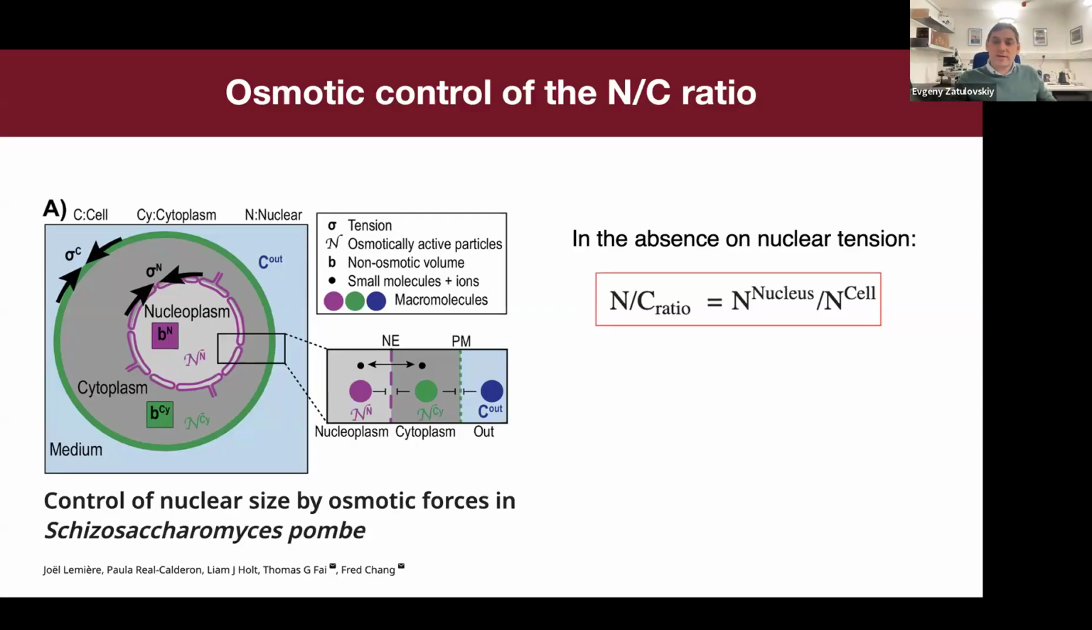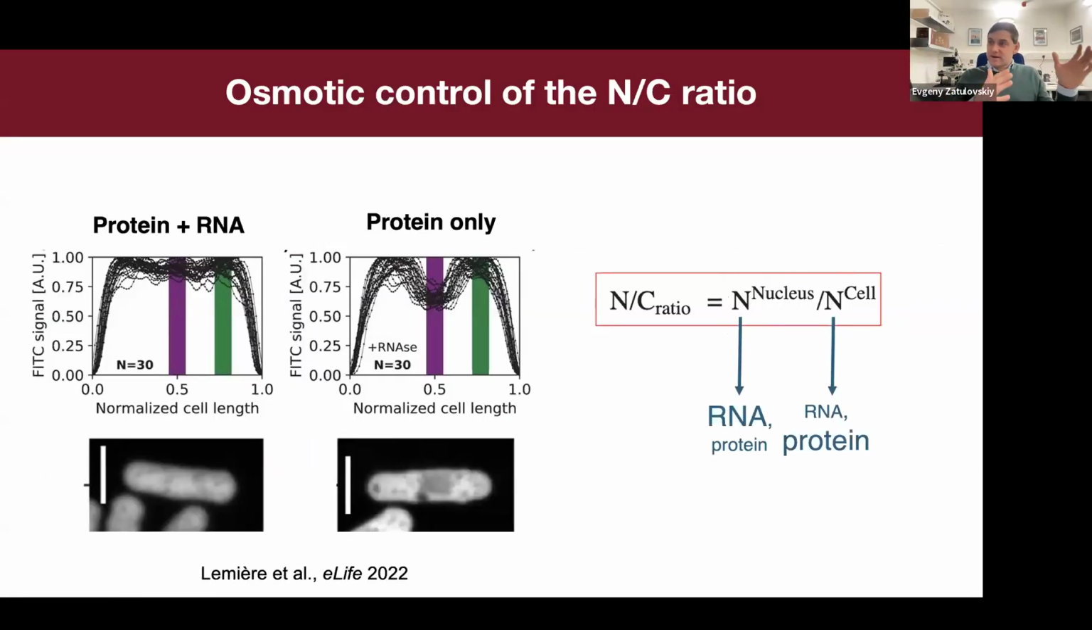And in the simplest scenario where there is no nuclear tension, which is, I think, the case for the fission yeast that they looked at, the NC ratio is simply proportional to the number of macromolecules in the nucleus, a ratio of those in the nucleus and in the cell. And if we think about it in light of our findings, we can interpret it in the way that nucleus and cytoplasm have slightly different composition of macromolecules. And it's actually in agreement with this experiment from the same paper from Fred Chang's lab, because mostly those macromolecules are protein and RNA molecules.